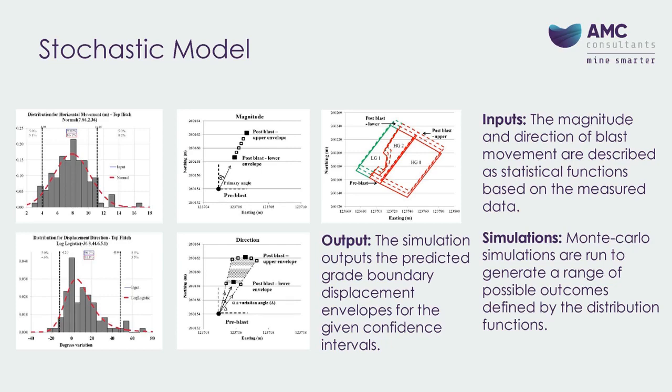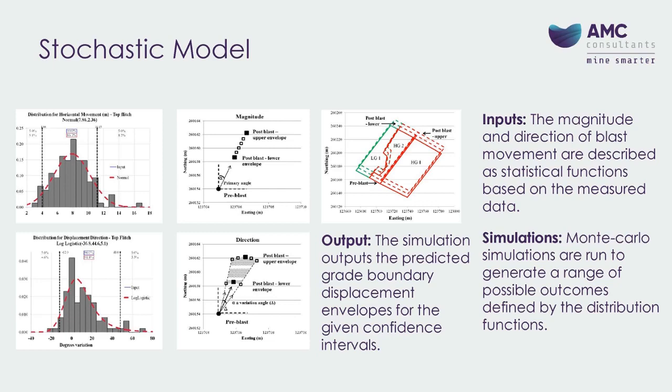So the inputs are the magnitude and the direction of the blast movement, and these statistical functions are then applied to these inputs. We then run simulations. Monte Carlo simulations are run to generate a range of possible outcomes in terms of the magnitude of the blast movement and the possible direction of the blast movement. The output from the simulation is predicted blast displacement with confidence intervals specified by the user.